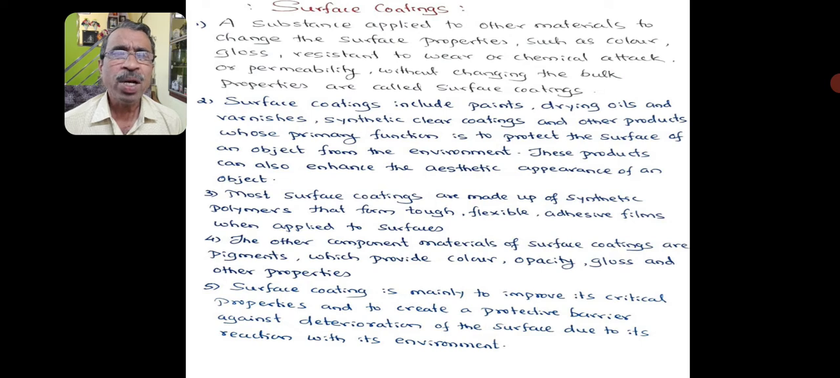The other component materials of surface coatings are pigments, which provide color, opacity, gloss, and other properties. Surface coating is mainly to improve critical properties and to create a protective barrier against deterioration of the surface due to its reaction with its environment.